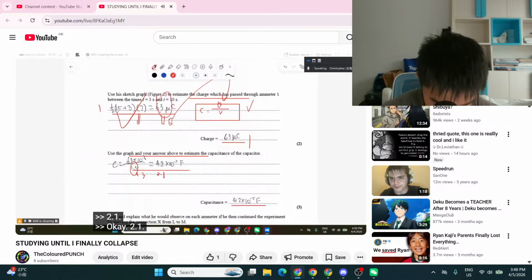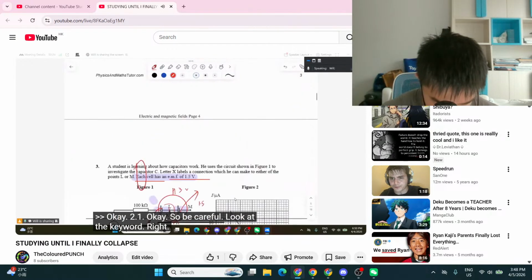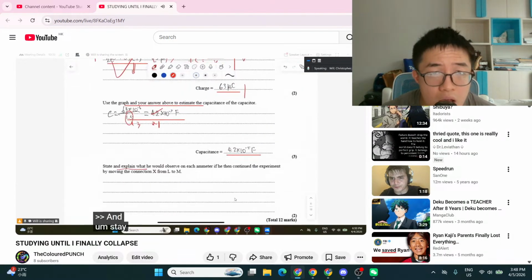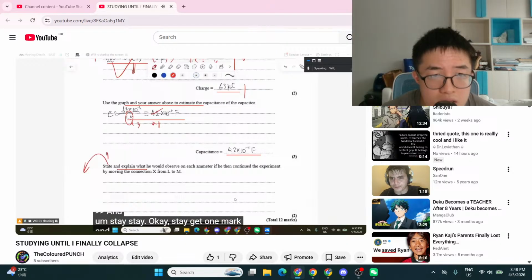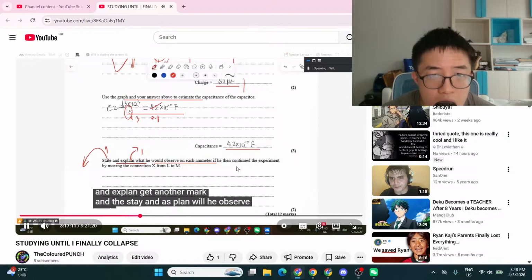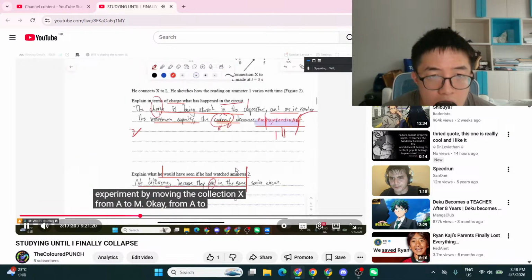Okay. So the answer is what now? 2.1. Okay, 2.1. So be careful. Look at the keyword, right? This one. Understand it now? Okay. Got it. And state. State gets 1 mark, and explain gets another mark. And state and explain what he will observe on each ammeter if he continues the experiment by moving the connection X from L to M. Okay, from L to M.